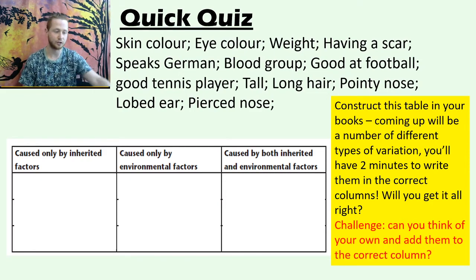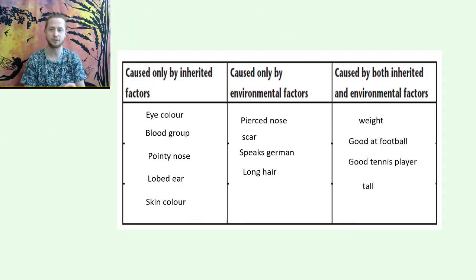Let's see what you've put in compared to what I've got. Here are my answers. In inherited are your eye colour, your blood group, your pointy nose, if you have a pointy or a not so pointy nose, how you're born with, that's how your nose is, whether you have a lobed or a lobeless ear, like I showed you before, and the colour of your skin.